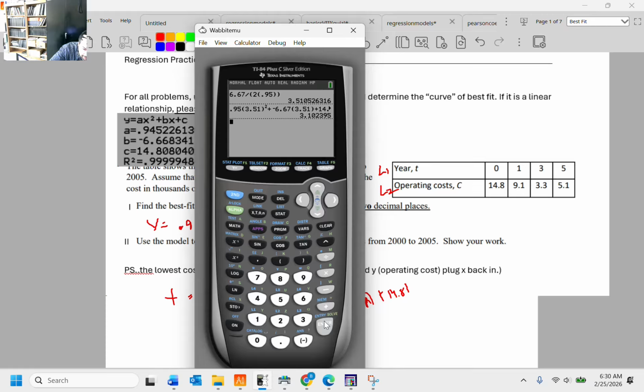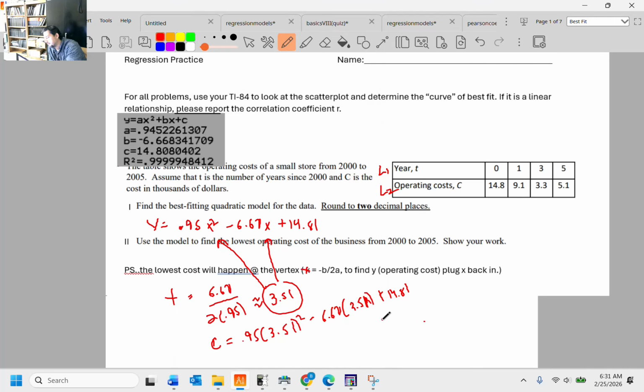Ta-da! 3.1. This was the lowest cost, right? So roughly 3.1. Now that is in thousands, right? Thousands of dollars. So that would be $3,100. It's the lowest operating cost of this small store.